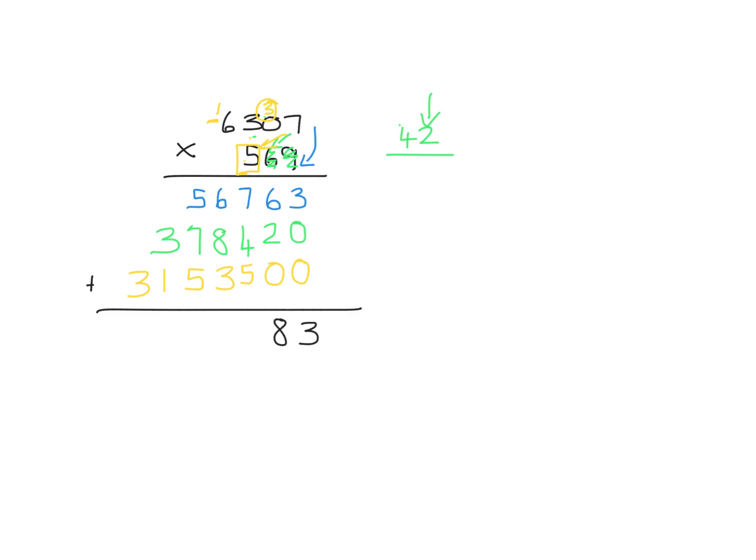6 plus 2 is 8. 5 plus 4 is 9, plus 7 is 16, the 1 is carried over. So I have 6 plus 1 is 7, plus 3 is 10, plus 8 is 18. 5 plus 5 is 10, plus 7 is 17, plus 1 is 18. I have 3 plus 1 is 4, plus 1 is 5, and 3. And that is my final answer. 3,588,683.